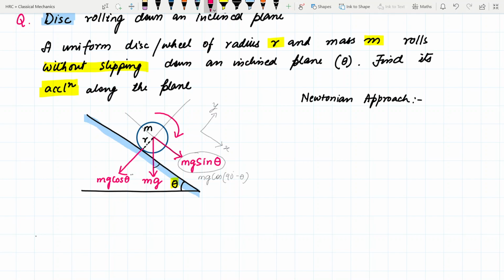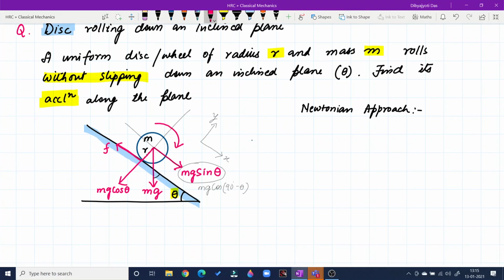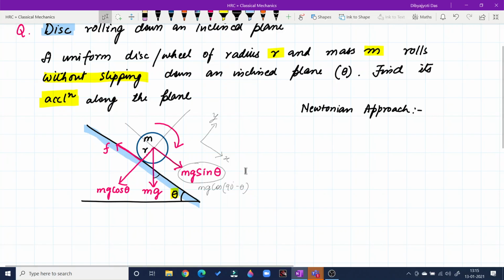Next, as he has said, another force is there. The force is known as friction. The friction is acting at this particular point. Whenever you have a disc, a wheel, a cylinder or any object rolling on a surface, rolling motion and sliding motion are both associated with friction. Sliding motion is associated with sliding friction, and rolling motion is associated with rolling friction. That is how rolling happens.